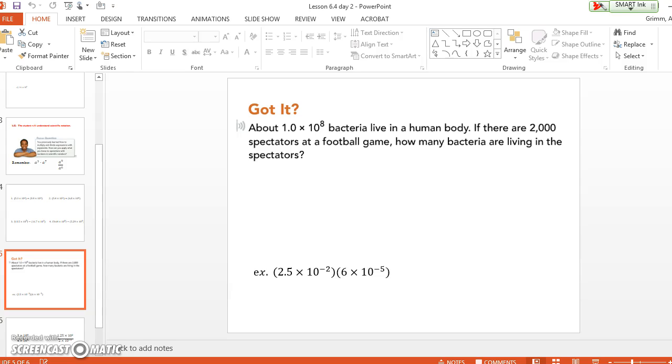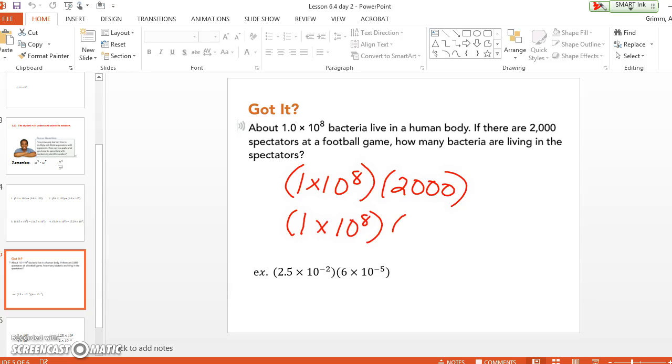Okay, so what operation do you know we need to use here? Multiplication, right? So you're taking 1.0 or just 1, you don't have to have the whole thing, times 10 to the 8th, and you're going to be multiplying that by 2,000. Now what's probably going to be easiest here is converting your 2,000 into scientific notation. So what would 2,000 be in scientific notation? So 2 times 10 to the third.